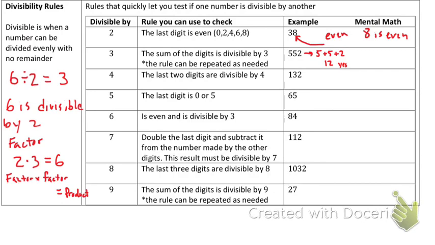Because 12 is divisible by 3, I now know that 552 can be divided evenly by 3. If you don't believe me, go ahead and check that in your calculator. You should get a whole number when you divide it by 3.